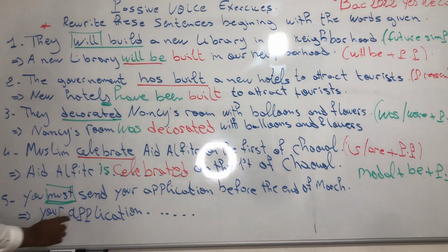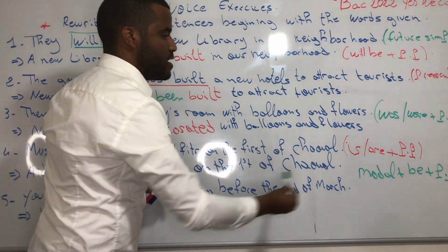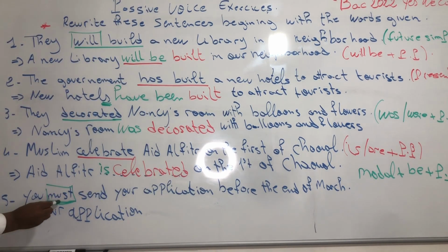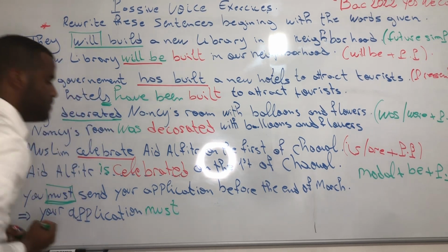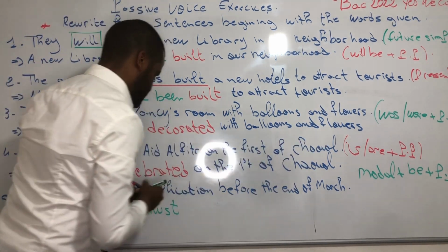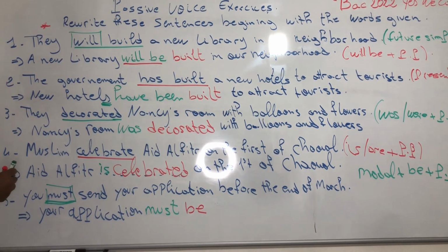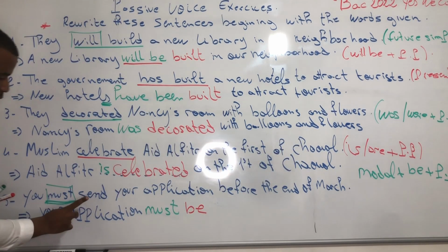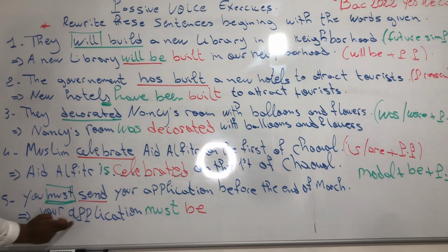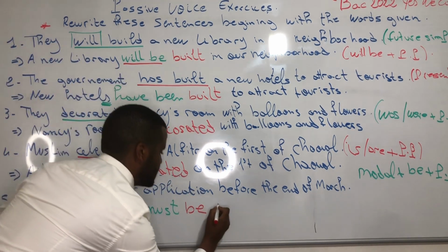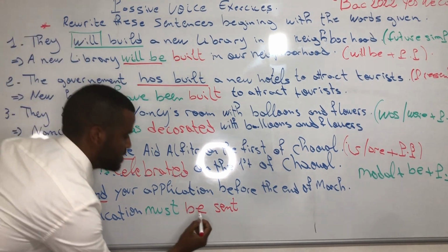For example, okay, عندنا your application غادي نحاولوا نطبقوا هذه القاعده اللي كتبنا هنايا modal plus be. شنو هو الموديل اللي عطاونا must، يعني غادي نكتبها your application must. So and we are going to add be. So must be, okay? Plus the past participle. Which verb that we have here? We have the verb send, okay? So well, your application must be sent, okay? Your application must be sent.